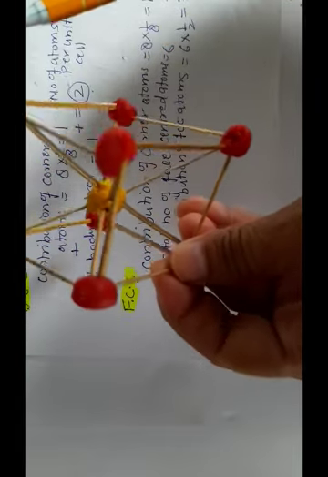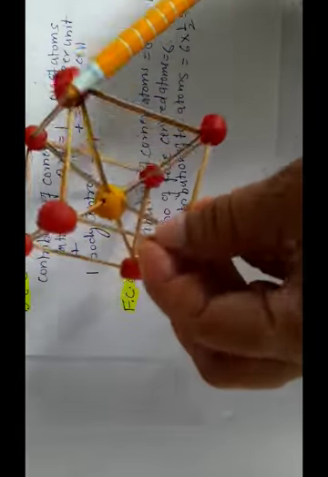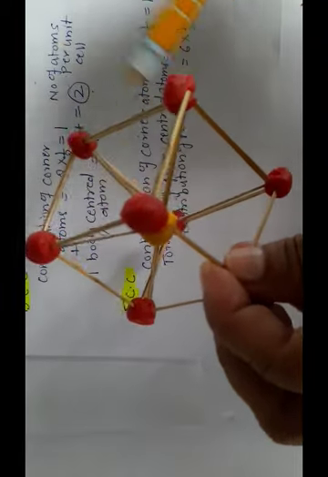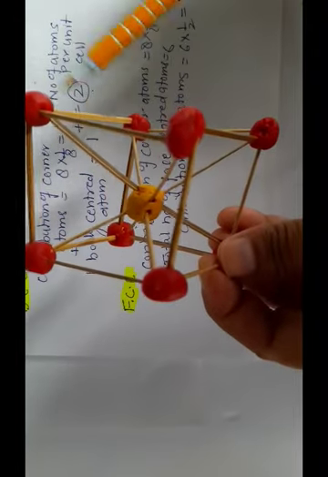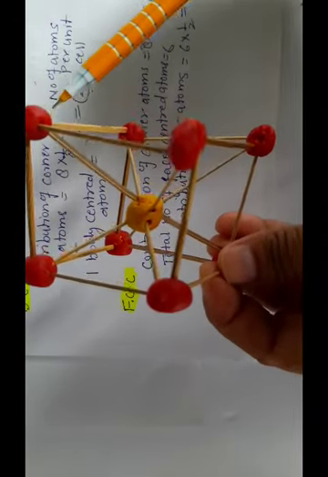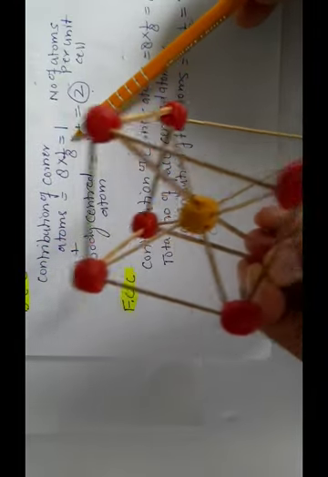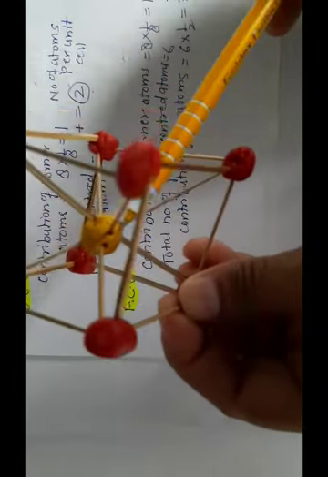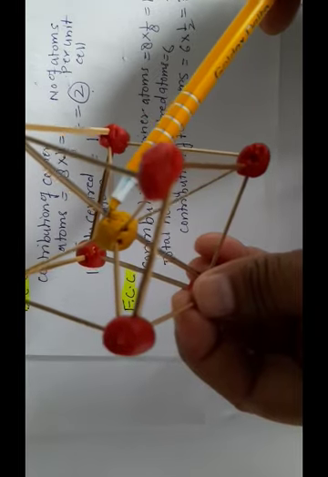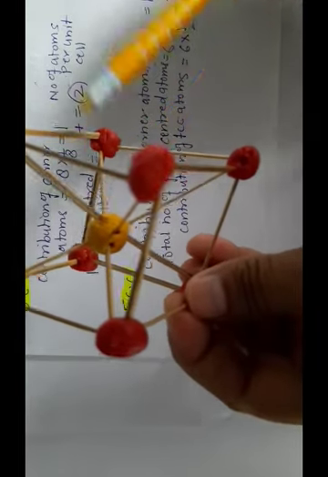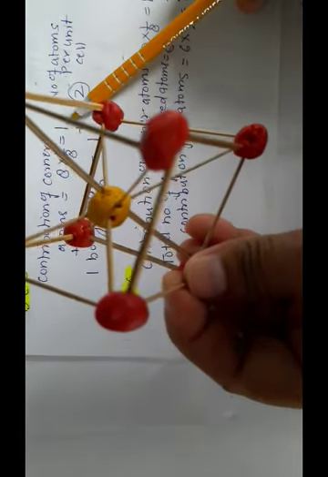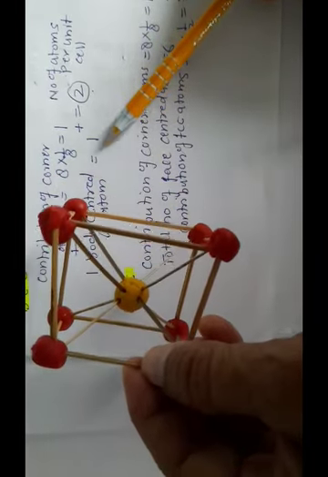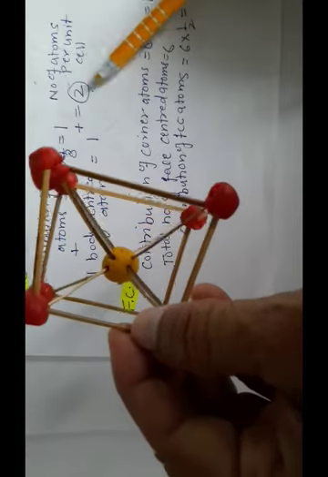Let us observe again. There are 8 corners. This red ball represents the corner atom: 1, 2, 3, 4, 5, 6, 7, 8. There are total 8 corner atoms, and the contribution of corner atom is only 1/8. So 8 into 1/8 will give you 1, and the atom which is placed at the body center position, represented by the yellow ball, is isolated to this unit cell only. So 1 contributed from the corner and 1 contributed from the body centered position. So the total number of atom per unit cell in this type of unit cell comes out to be 2.